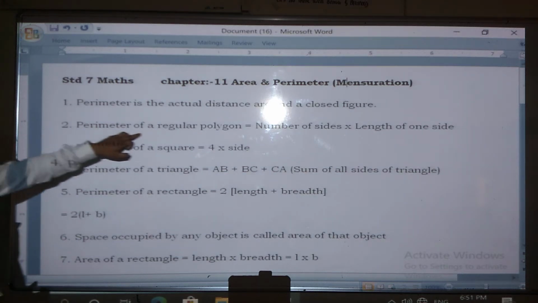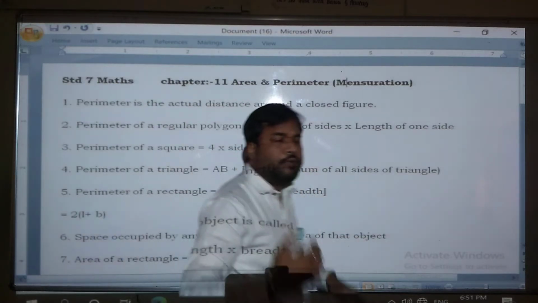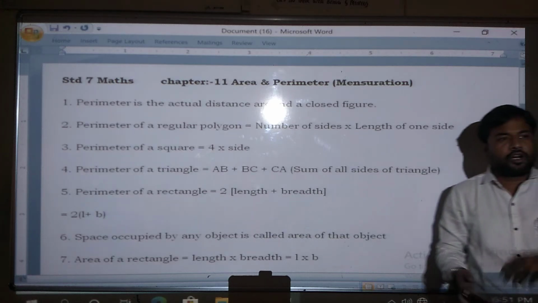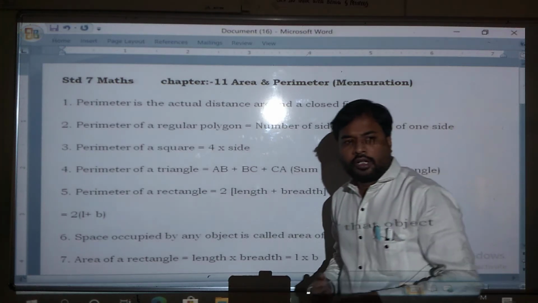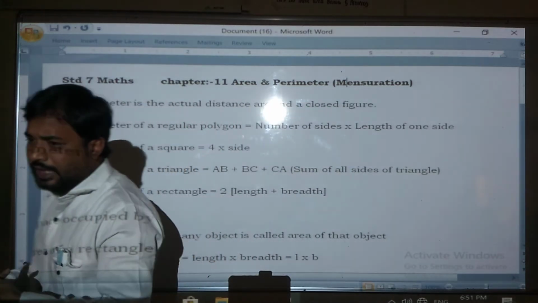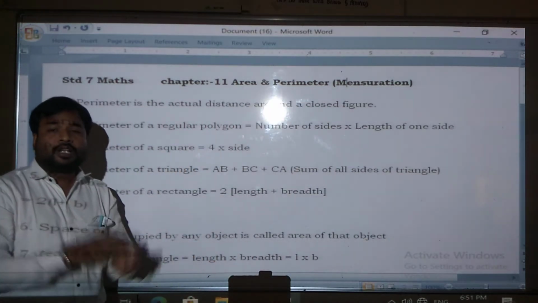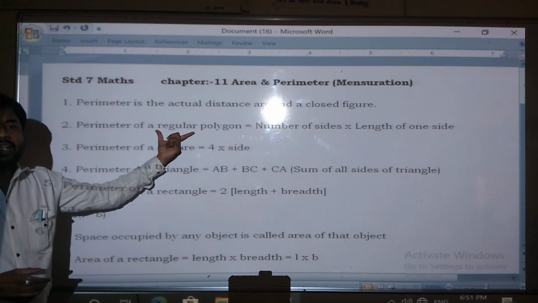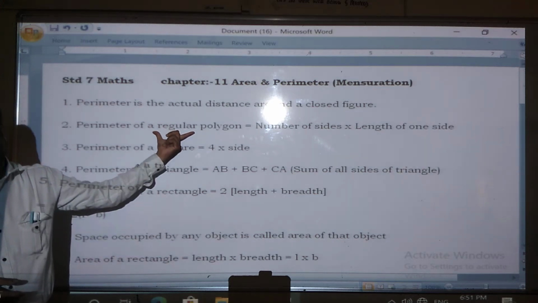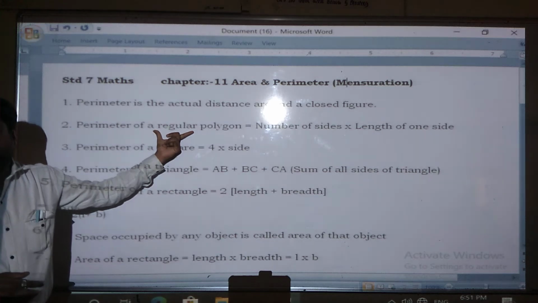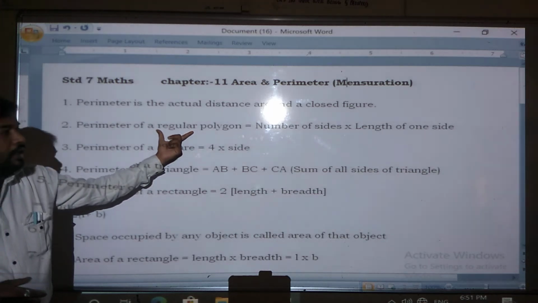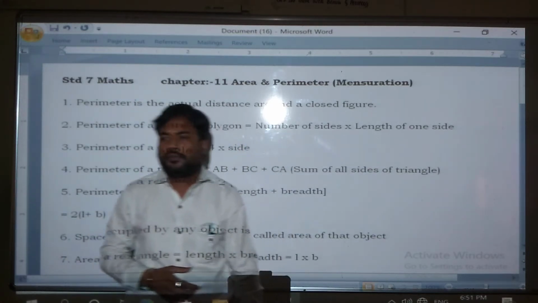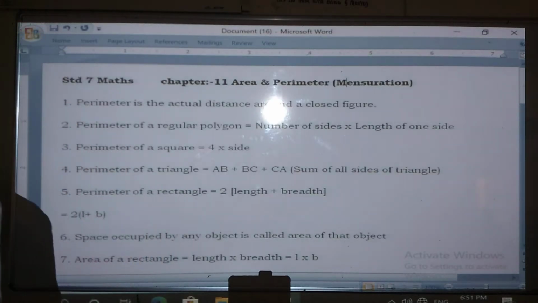Now here, perimeter of a regular polygon. We have already studied polygons: triangle, square, rectangle, quadrilateral, pentagon, hexagon, heptagon, octagon, nonagon, decagon, and so on. We have learned all of that. Right? So how to find the perimeter? Again, the sum of all the sides. And here we are talking about regular, which means each side is of equal length. When I talk about regular, what will all its sides be? Equal length. So here it says perimeter is equal to the number of sides multiplied by the length of one side, because all sides are of equal length.